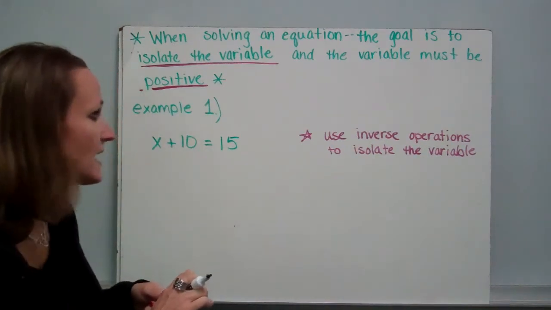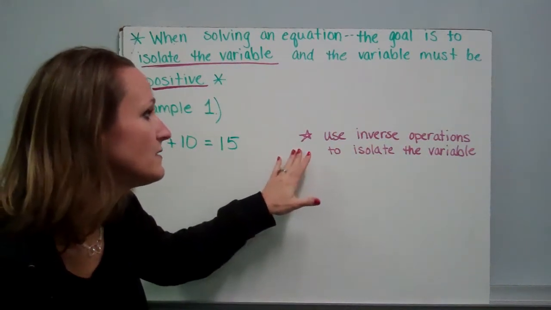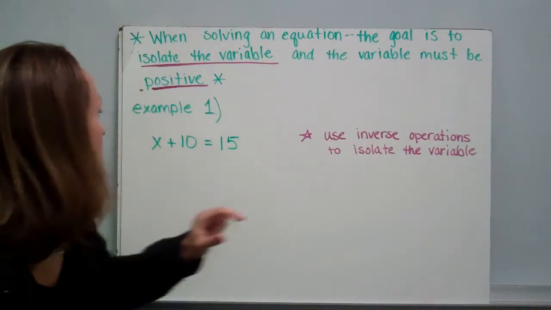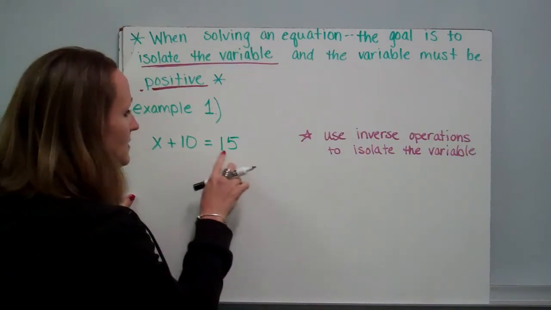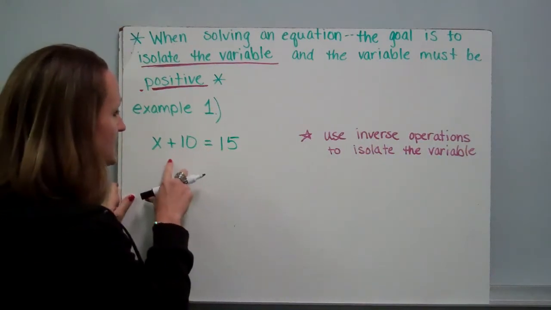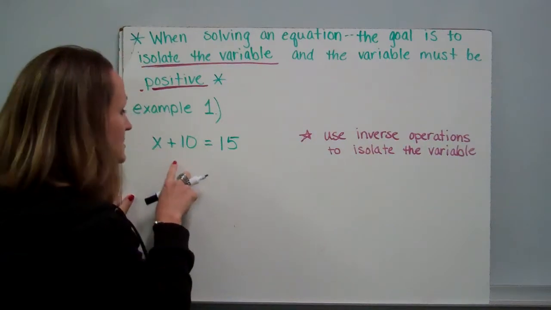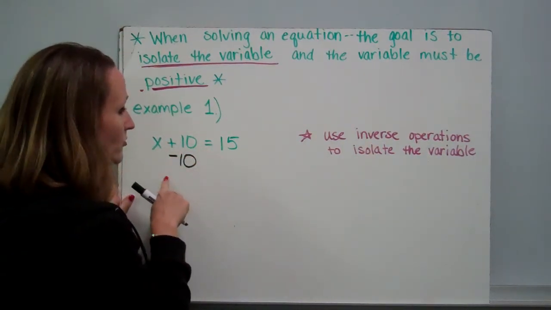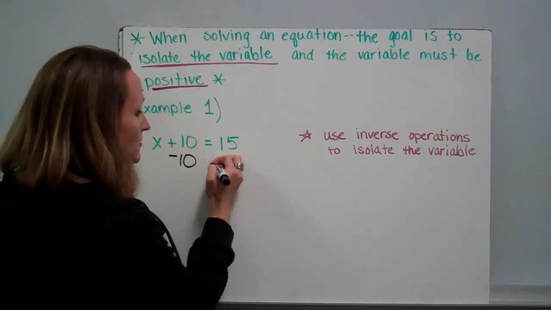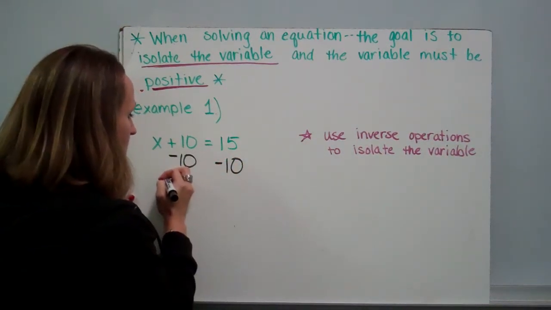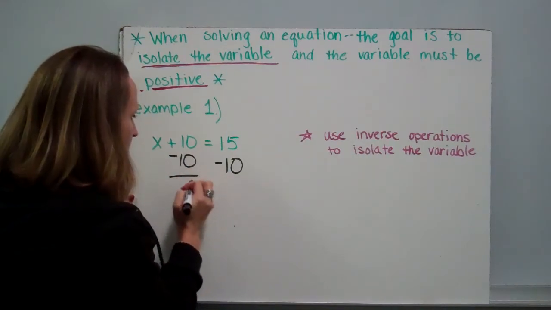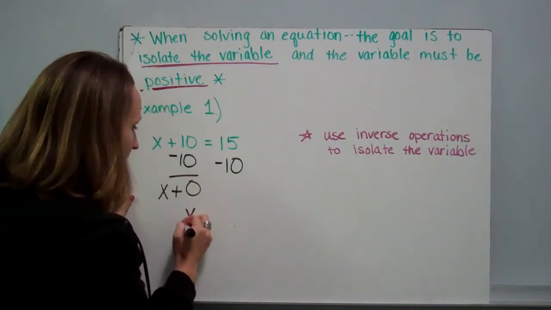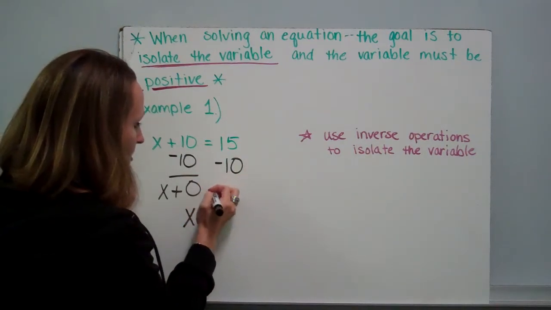All right, so let's look at our first example. We have x plus 10 equals 15. Remember, we want to use the inverse operation to isolate the variable, or we are getting our variable alone. The opposite of addition is subtraction. Remember, we said that subtraction will undo addition. So we're going to do minus 10 on this side. Remember the golden rule, whatever you do to one side, you do to the other. Do minus 10 on this side. So over here, I'm going to get 0. So I'm going to have x plus 0, which actually just leaves me with x. And I can bring down my equal sign.